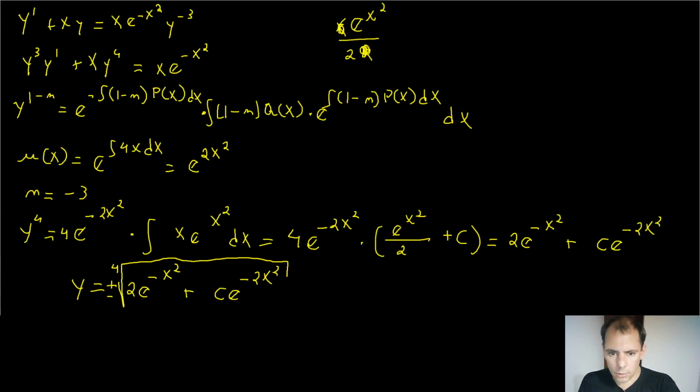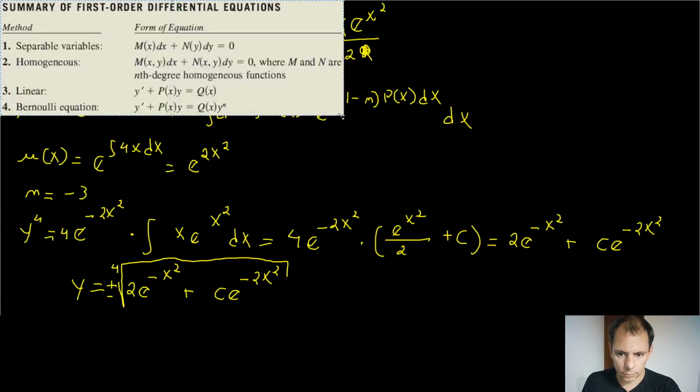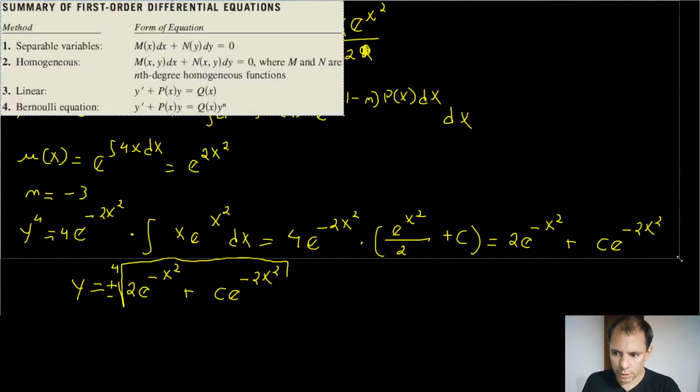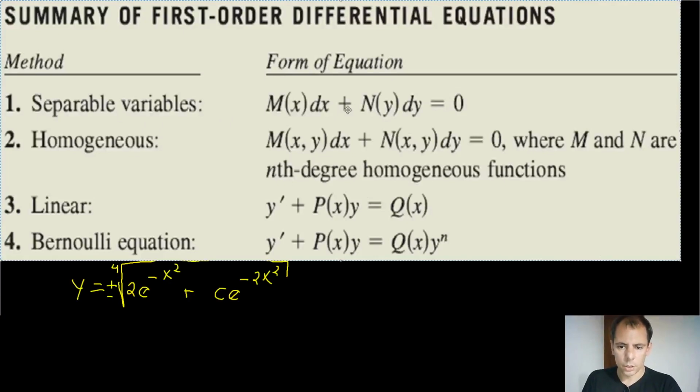And now we're almost finishing. I just want to do this. It's just a summary, okay? So if you have separable variables, you're going to put all the x terms multiplied by dx, and all the y terms multiplied by dy. You got a homogeneous equation, right? Where M and N are nth degree homogeneous functions.